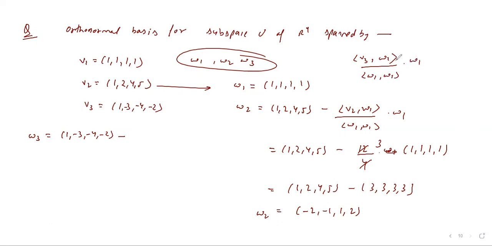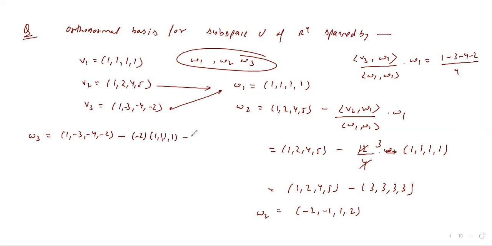We need to find that out. So what is <v3, w1>? The inner product of this into this is 1 minus 3 minus 4 minus 2 upon 4, which is minus 8 by 4, that would be equal to minus 2 into w1, which is 1 1 1 1.